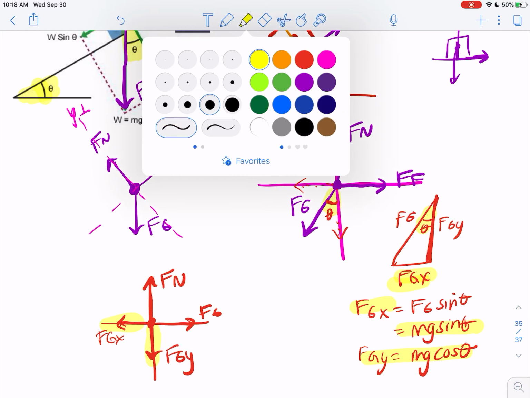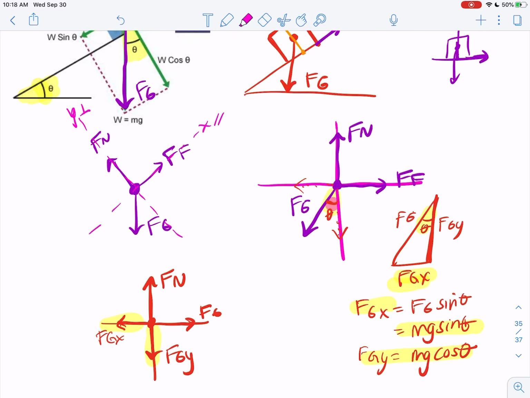The only thing to remember is that the ramp angle is the same as the angle between the y-axis and the FG when you redraw it.